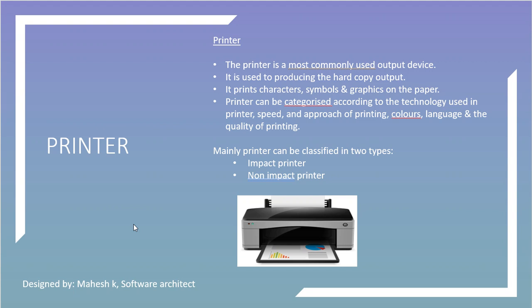It is used to produce hard copy output. It's not a soft copy, it's a hard copy. It prints characters, symbols and graphics on paper. Printers can be categorized according to the technology used in the printer, speed and approach of the printing, color, language and quality of the printing.